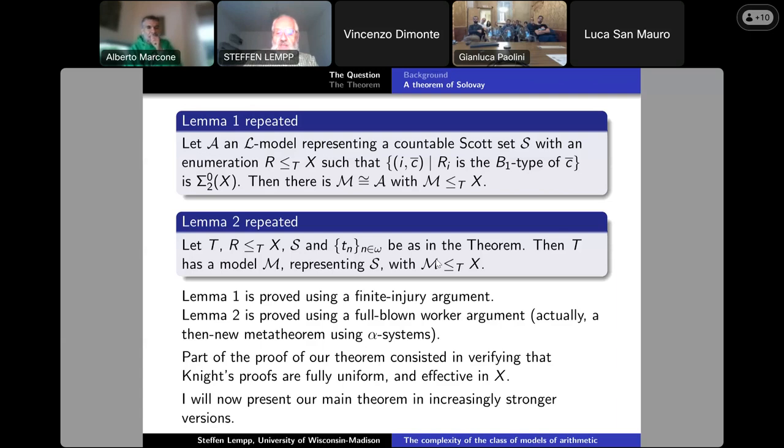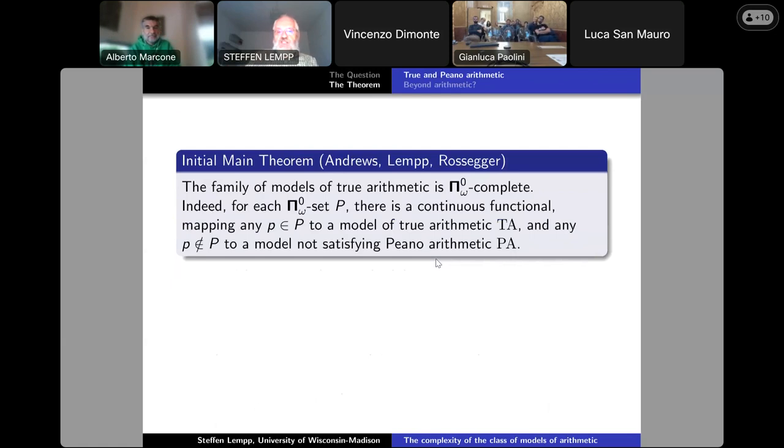So now I want to talk about what I call our main theorem, and I will state it in the weakest form first, the most specialized form, and then I'll go to more and more general forms. The initial form just answers Dino's question, namely, the family of models of true arithmetic is indeed pi zero omega complete. In fact, we can do slightly better: for any pi zero omega boldface set P, there's a continuous functional which maps any P in P to a model of true arithmetic, and any P not in P to a model which doesn't even satisfy PA, Peano arithmetic.